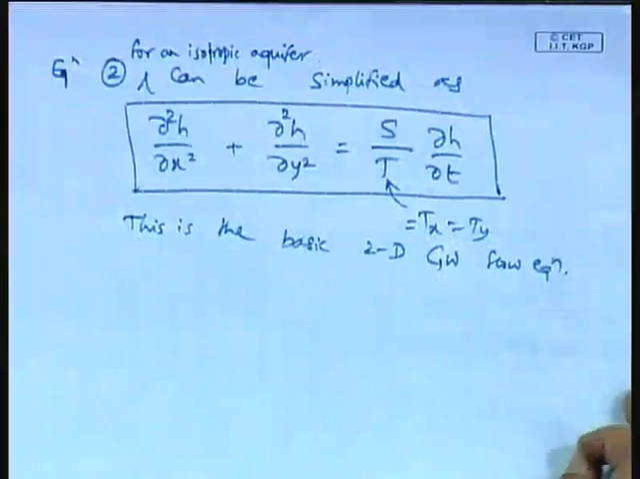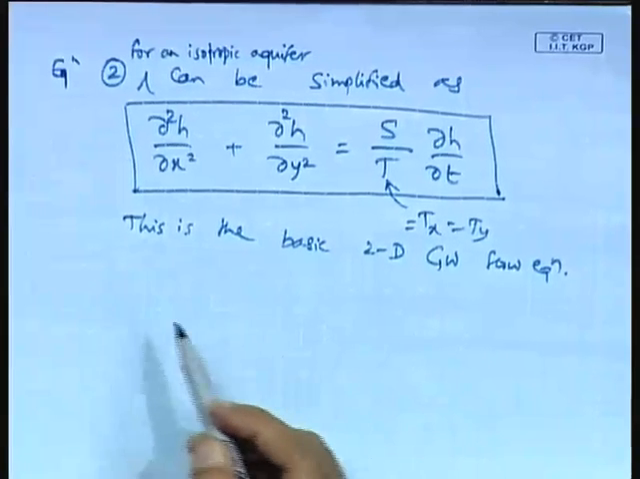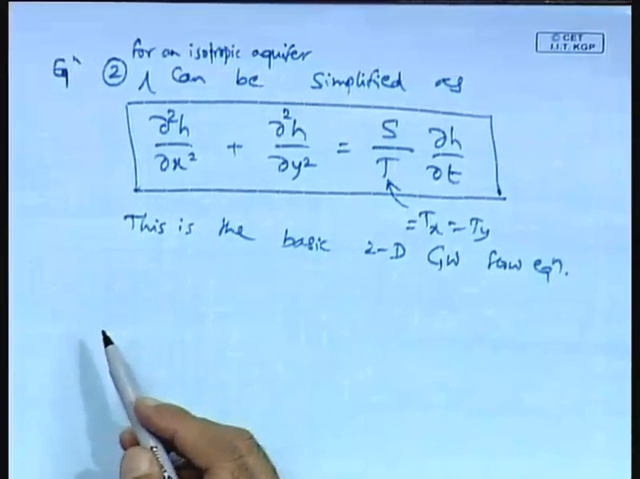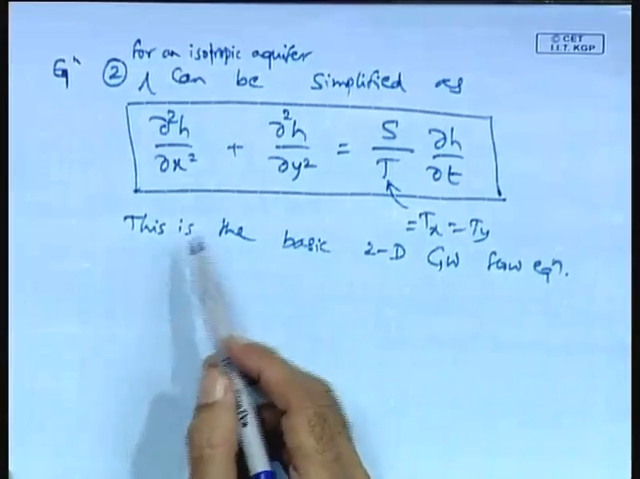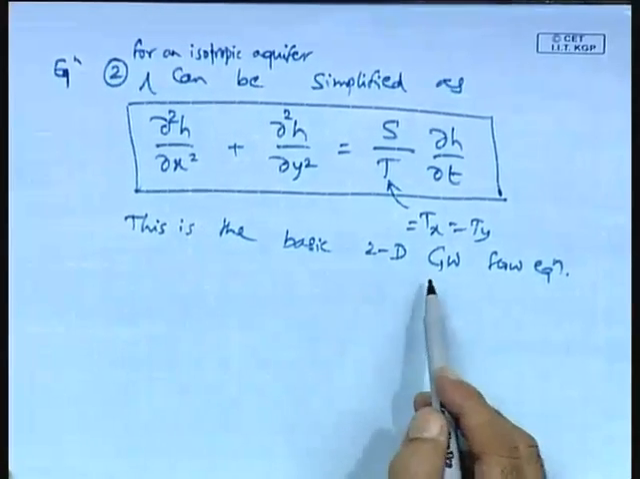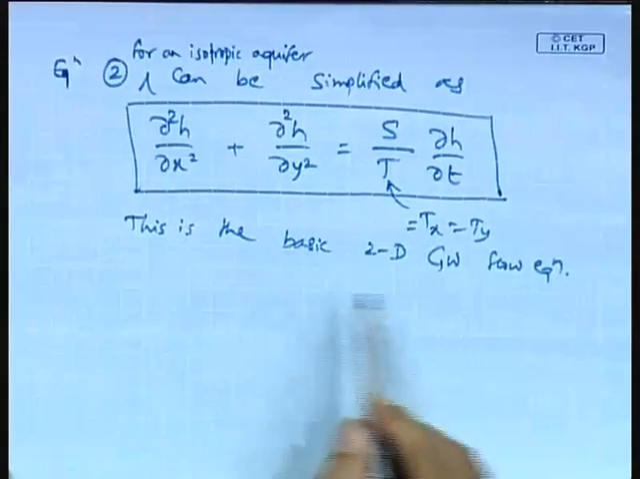Welcome to this lecture number 10. So we are continuing with the previous lecture, wherein we derived an expression for the two dimensional general groundwater flow equation for an isotropic aquifer.